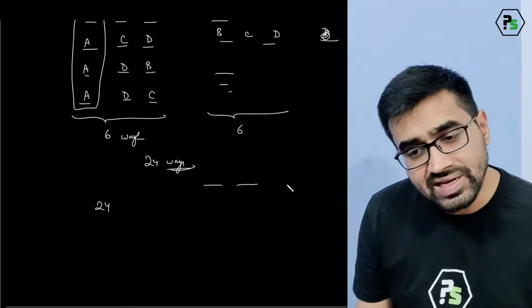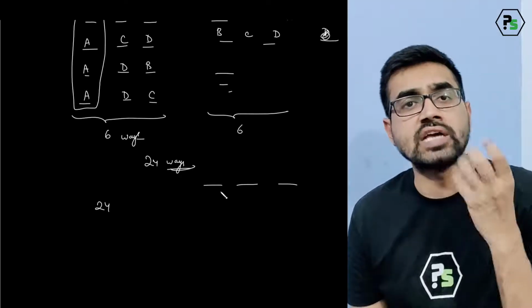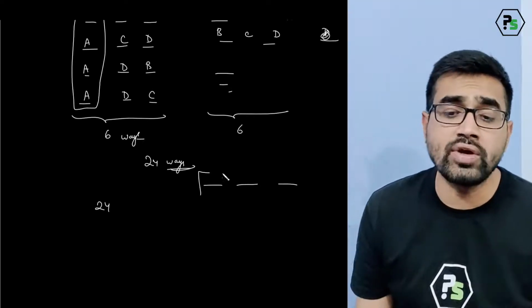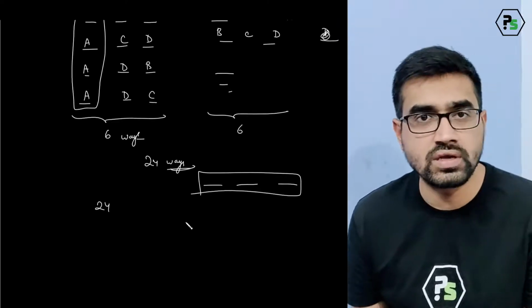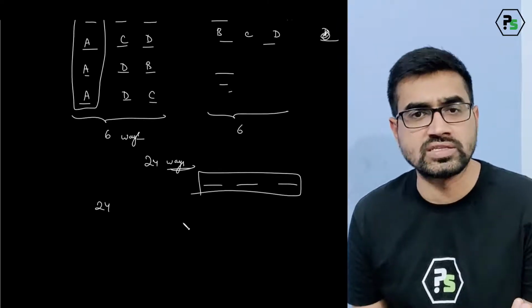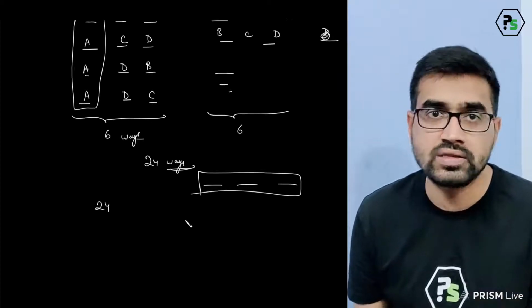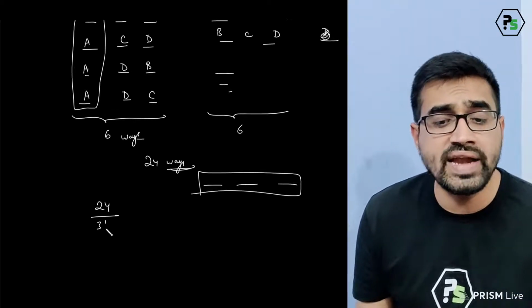I know I have a 3-item scenario, so consider that as a group. How many ways can you arrange these 3 things in 3 different places? 3P3, or 3 factorial ways. Correct? 3 things in 3 different places. So you have to divide by that extra 3 factorial.